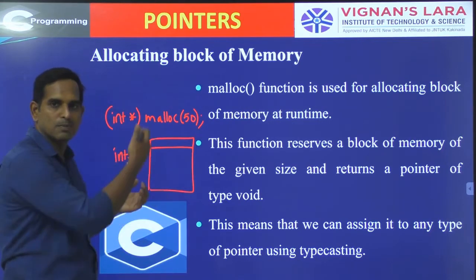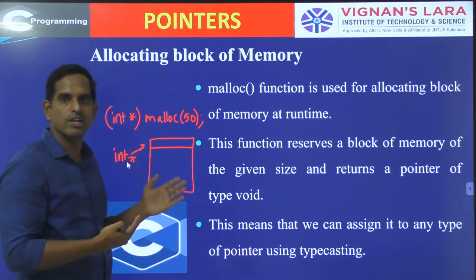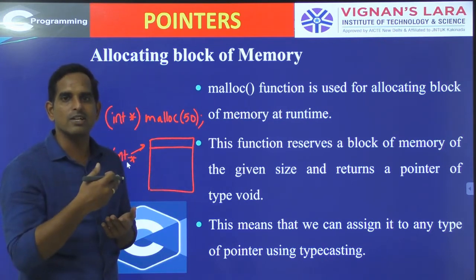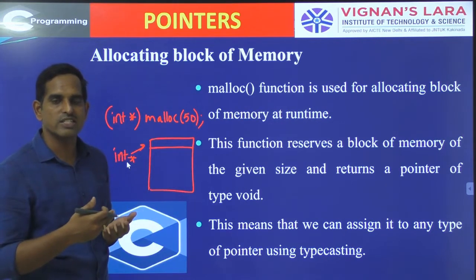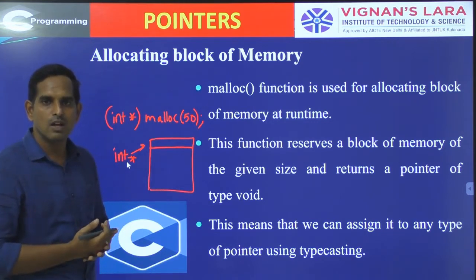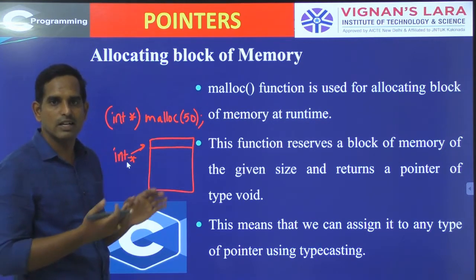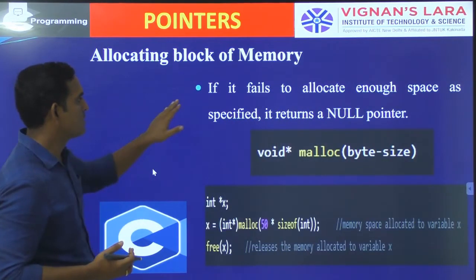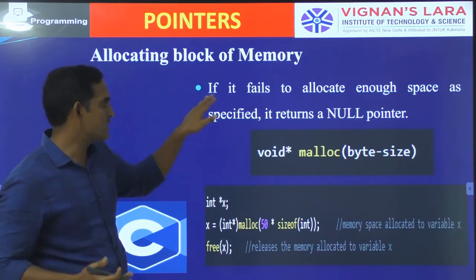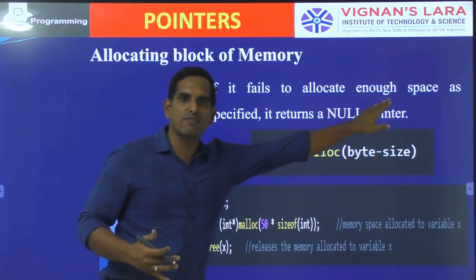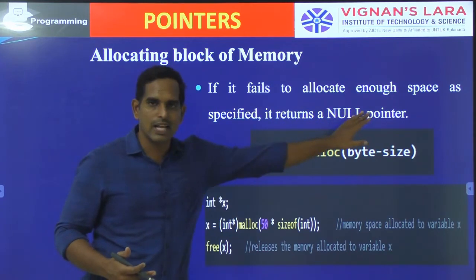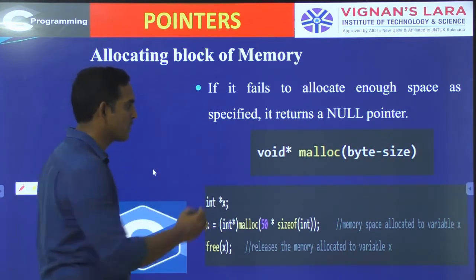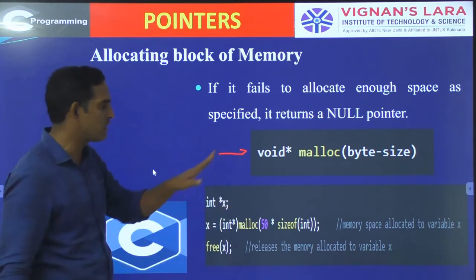So you can use the integer pointer and store the integers, and you can move in your dynamic memory one by one by using your pointer arithmetic. That is, you can increment your pointer and go to the next memory location, which is pointing to the next integer. So this is how your dynamic memory will work. That is how your malloc function will work. If the allocation fails to provide enough space, it will return a null pointer. So if there is no memory, it will return a null pointer.